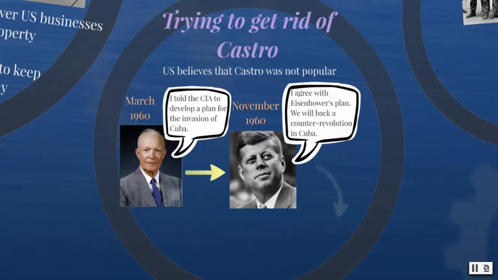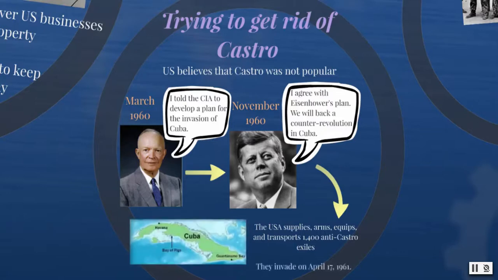The US wanted to make it seem as if the Americans were not backing the revolution. They wanted to make it seem like the revolution was actually developed by the Cuban migrants themselves. So the USA supplied arms, trained, equipped, and transported 1,400 anti-Castro exiles, those upper and middle-class Cubans who had moved to Miami, to Guatemala. And they invaded Cuba on April 17, 1961, at the Bay of Pigs, which is just south of Havana. So what happened?